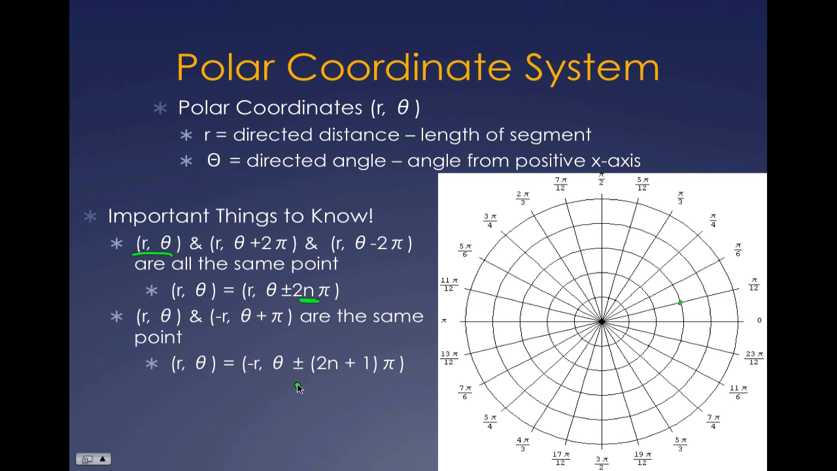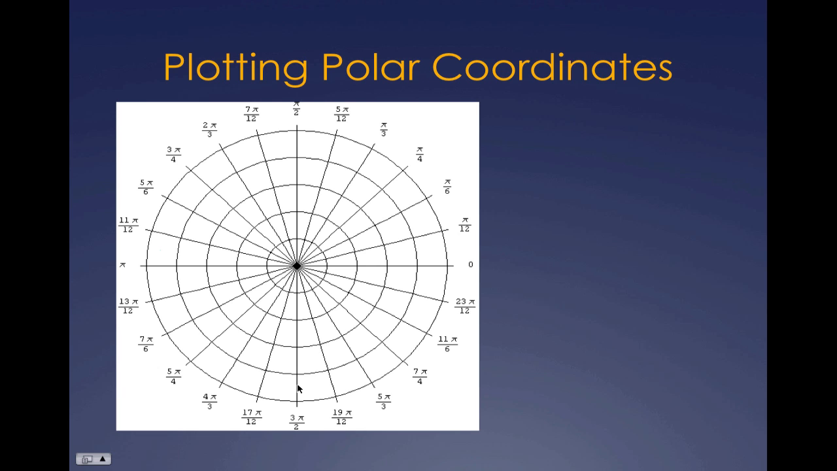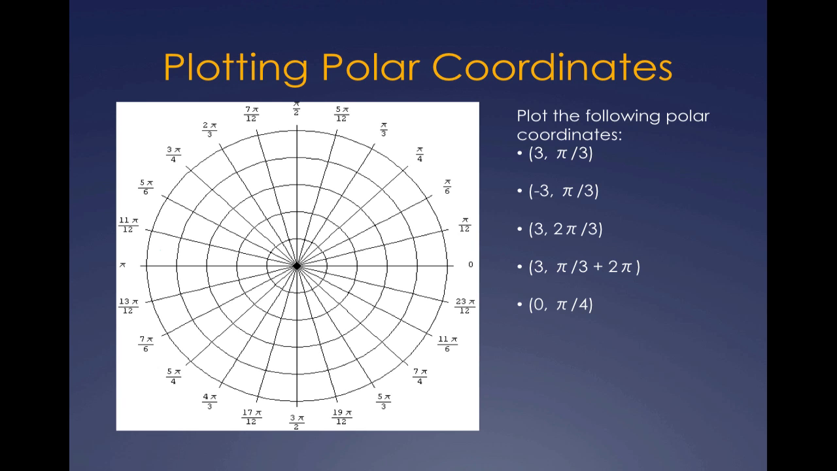Okay, so let's go ahead and actually plot some of these points. We're going to go on to the next slide. So we've got a bunch of points that we're going to plot. First point that we're going to plot is 3 comma pi over 3. So 3 tells us how far out. So we're going to take each of these circles to be a distance of 1 unit from each other. So we want to go out 3 units. So we go 1, 2, 3. So we are on this circle here.